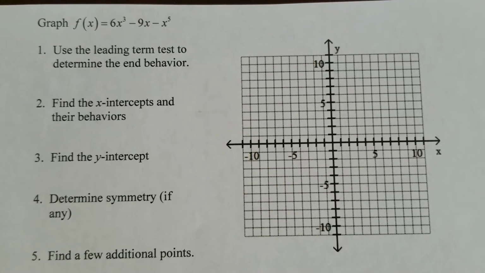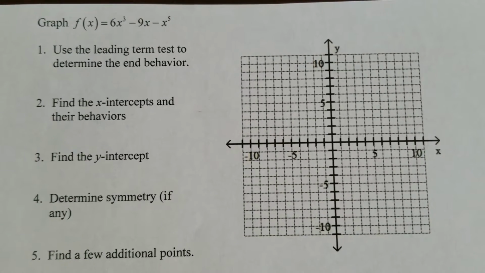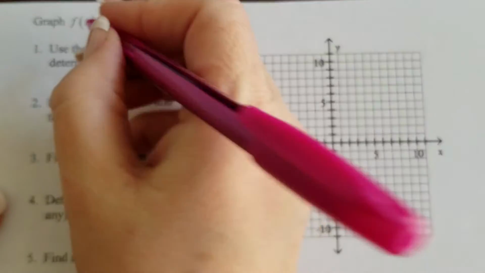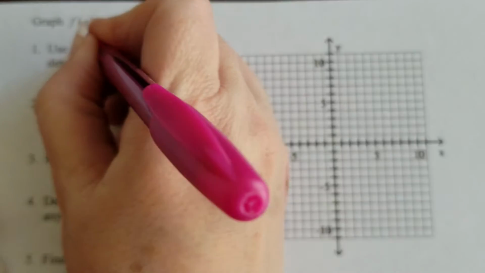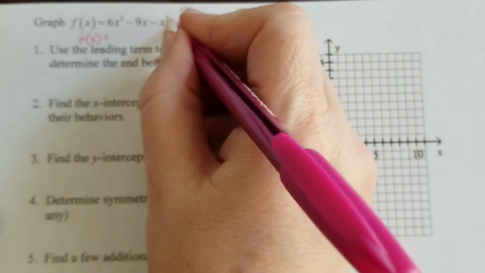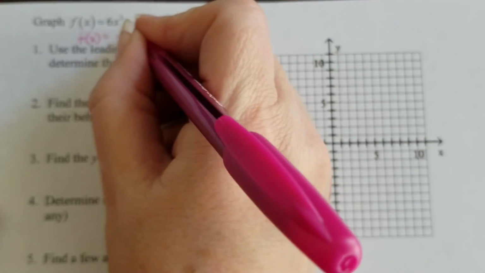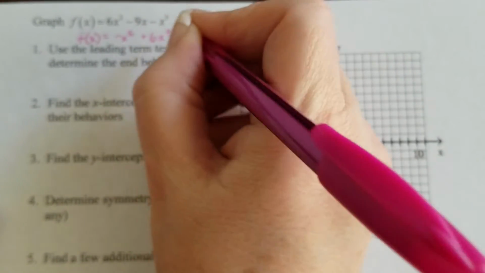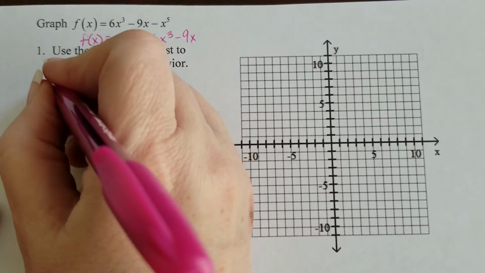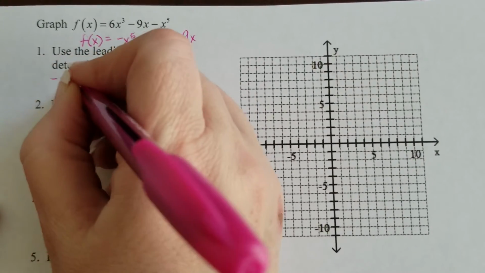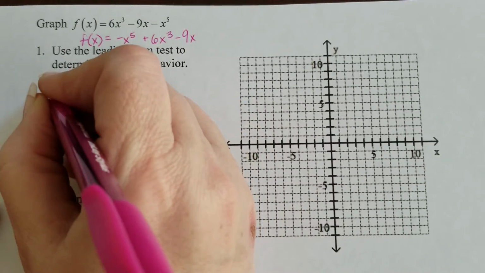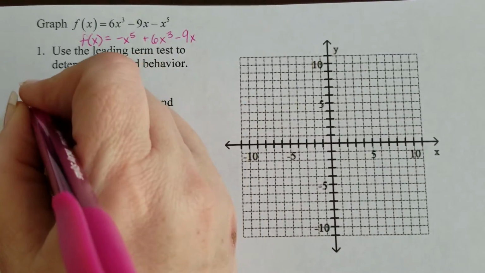As we're getting ready to graph this function, f of x equals 6x cubed minus 9x minus x to the fifth, I'm going to rewrite this so it's in standard form. So my leading coefficient is going to be negative x to the fifth. Then we'll have plus 6x cubed minus 9x. So my leading term is going to be negative x to the fifth. The exponent is odd, and the leading coefficient, negative 1, is negative.